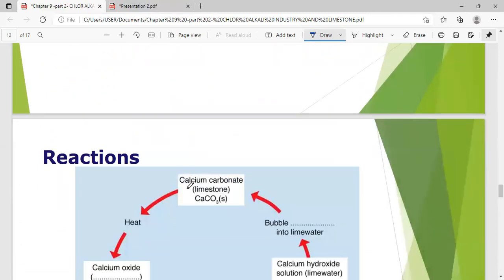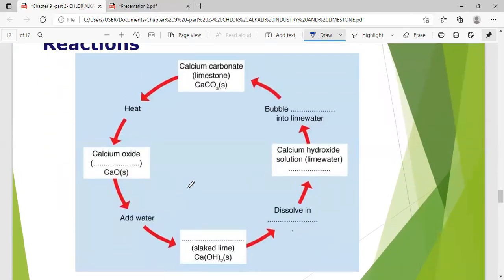Now moving on, let us look at some of the reactions of calcium carbonate. These reactions you have learned before. It's all summarized here, and this cycle is also sometimes known as the limestone cycle. Let's look at the answers for this. You see here, this is calcium carbonate, and then this is limestone. So this is the chemical name, this is the common name, and this is the chemical formula. So the order is like that.